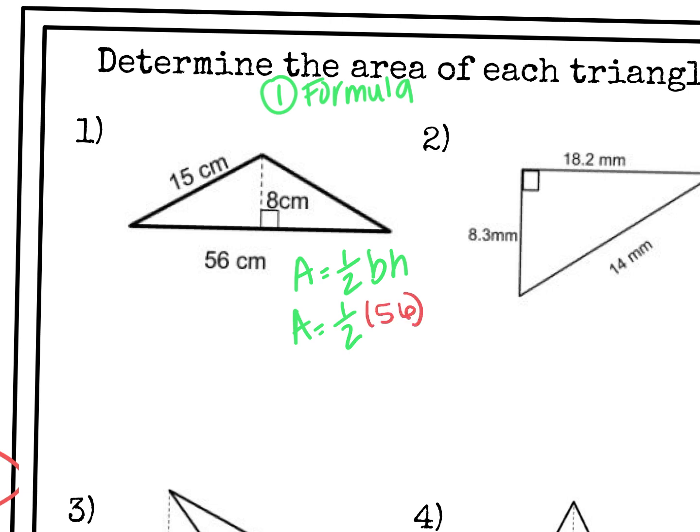The height of this triangle, remember I said, goes from the bottom straight to the top, but it has to make a right angle with its base. So that's the slanted height. I don't want that one. So my height is 8. So that's what you plug in.